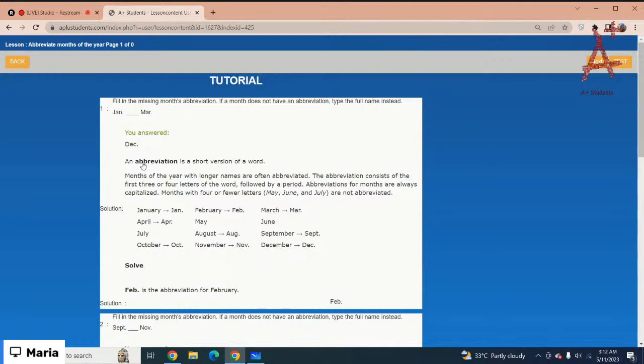We don't abbreviate May, June, and July because they have just four letters or fewer. Then August would be AUG, September would be SEPT, October would be OCT, November would be NOV, and December would be DEC. So let's just start with the test questions.